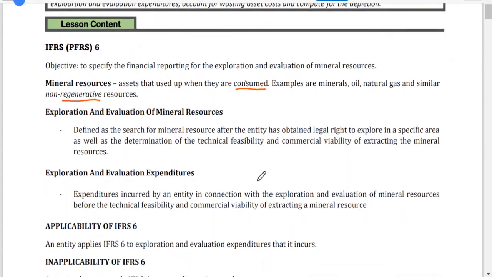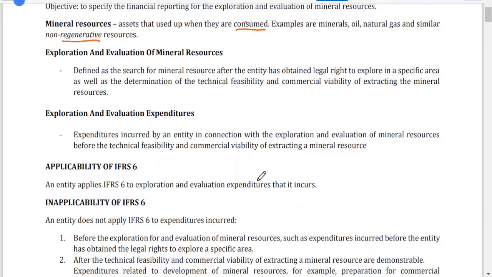Then we have the exploration and evaluation expenditures. These are the expenditures that are incurred by an entity in connection with the exploration and evaluation of mineral resources before technical feasibility and commercial viability of extracting a mineral resource. In short, these expenditures are related to this activity wherein we are searching for the mineral resource na pwede siyang himong product later on, or pwede ba nato siyang mabaligya later on.